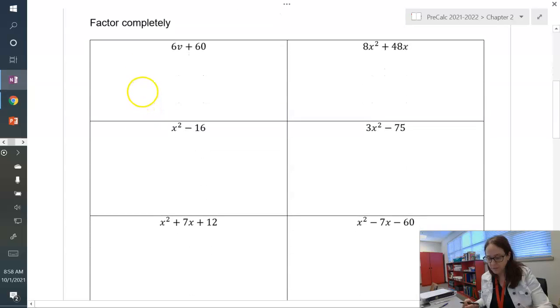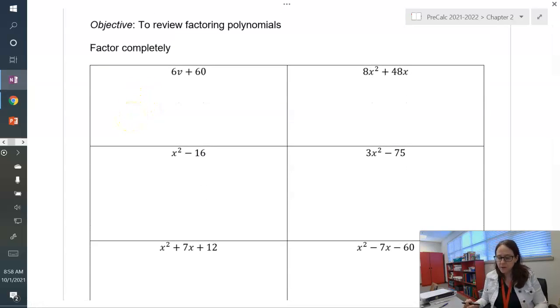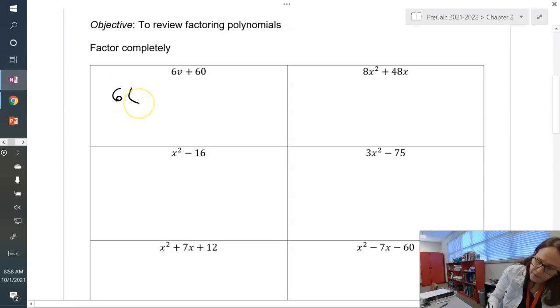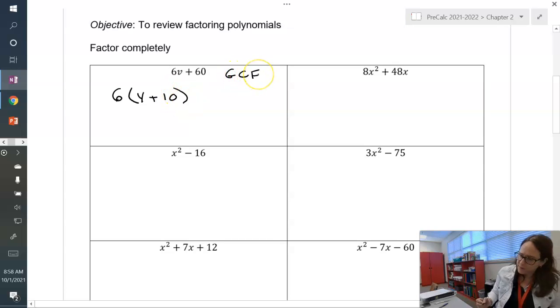We're going to factor completely. Our first one, we have 6v plus 60. There's a GCF in here, which is 6. So pull that 6 out, and then you get 6 times v plus 10. So this is a simple GCF factoring.